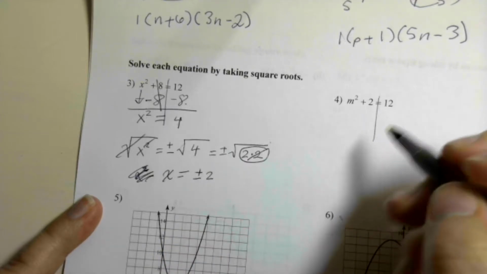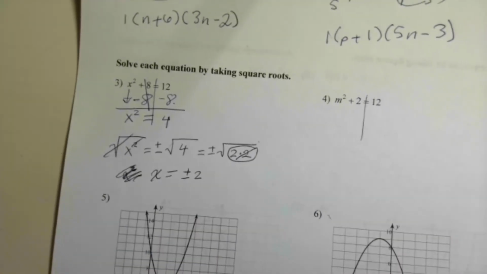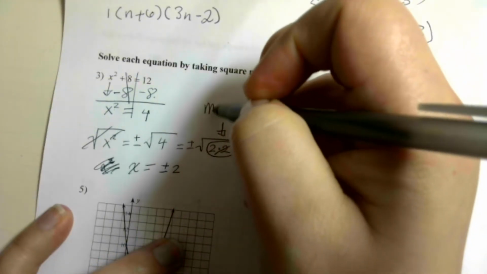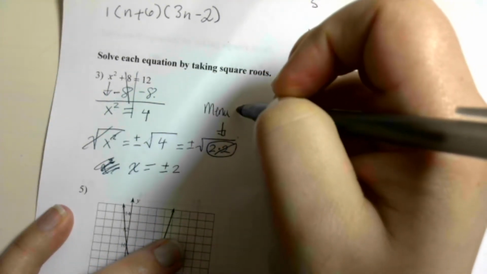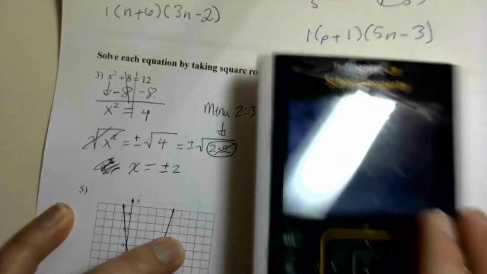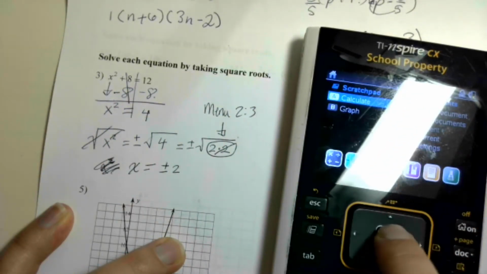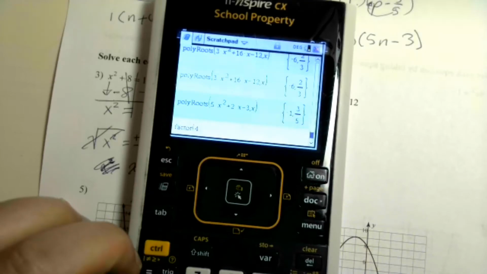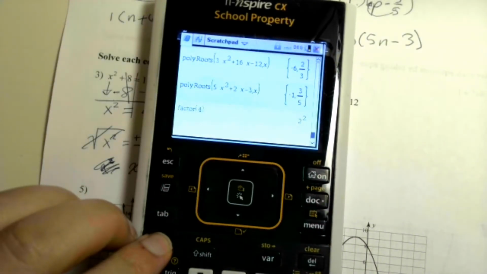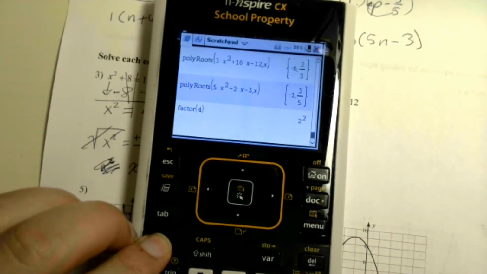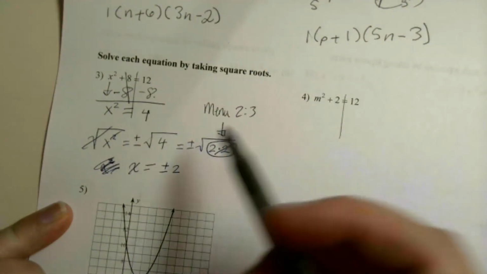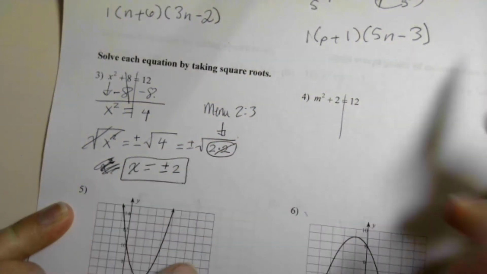If you don't remember how to do this part, it's menu, I think it's 2, 3, let's check. Menu 2, 3, yeah, factor, and then I would put in 4. I think you can see that a little bit better. And that's it for this one.